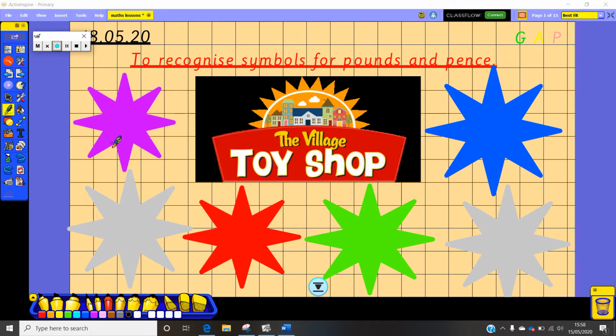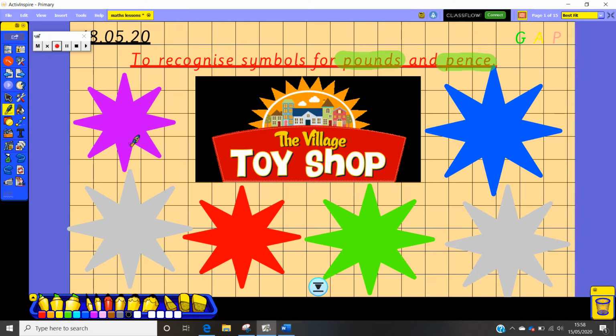Now, pounds and pence are two words that you will hear quite a lot over the next couple of days. They are two pieces of vocabulary we're going to use an awful lot. Now, when we go into the shop and we buy an object, so we might visit the village toy shop and we might say, oh, I want to buy this toy. And you take it to the checkout, and the checkout or the supermarket owner will say to you, it's going to cost this much money. And it will tell you whether that is going to cost you in pounds or pence.